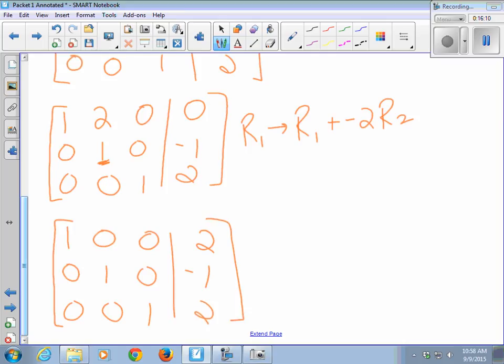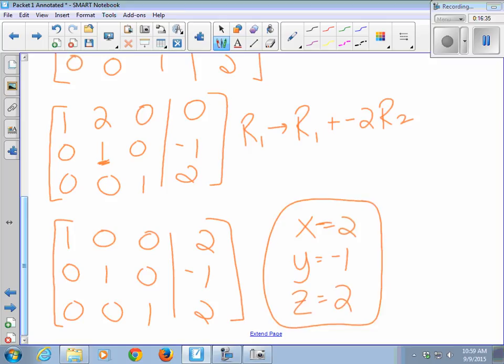Yeah, so now if you read this off, translate this to a system of equations, this says 1x plus 0y plus 0z is 2, or x equals 2. 0x plus 1y plus 0z equals -1, or y equals -1. 0x plus 0y plus 1z equals 2, so z equals 2. There's your solutions.